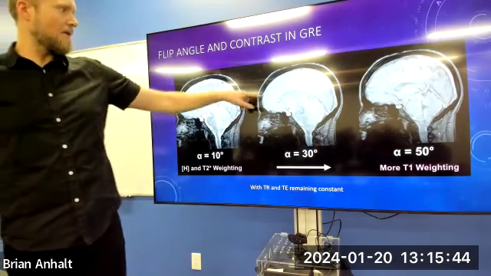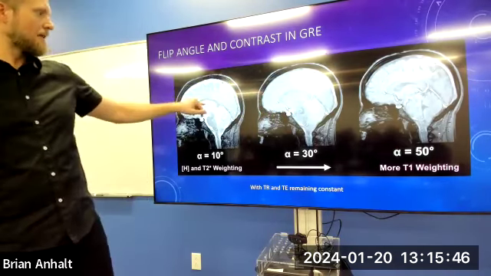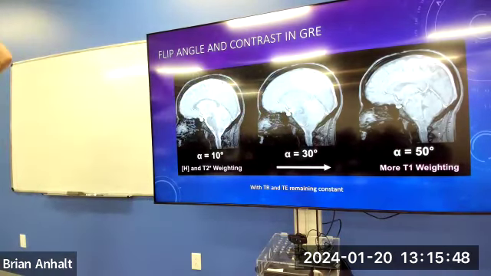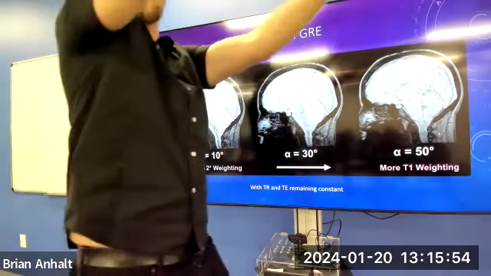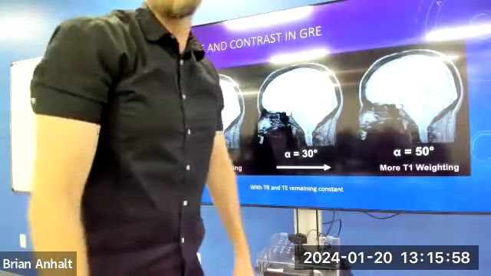Is it getting brighter or darker? Right? Fluid is getting darker. Now if we flip to 30 as opposed to 10, we still have a 500 TR, that water is not gonna come back as far. So when we flip again, it's gonna start getting saturated.